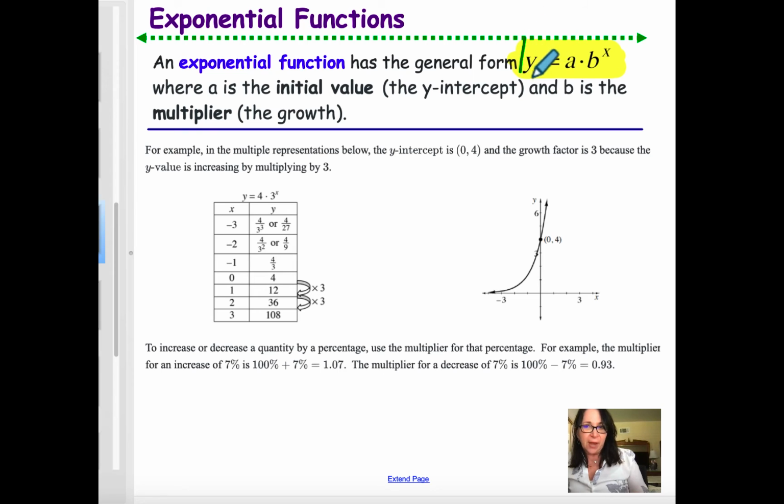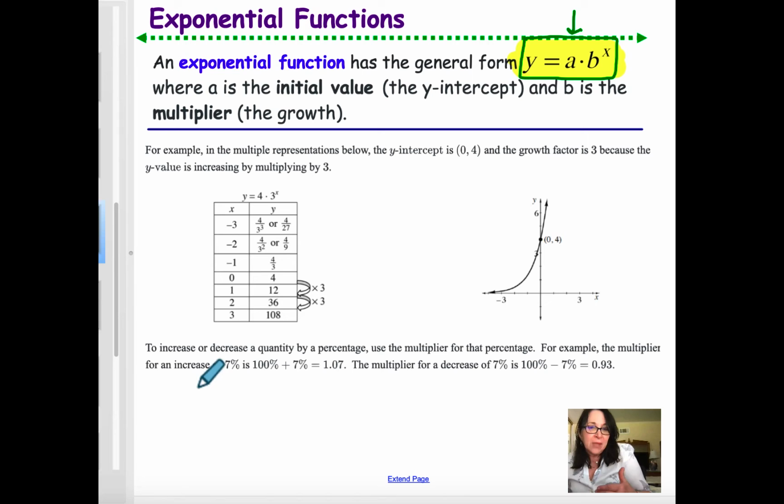This is my equation, which is a times b to the x power. The a is what we call the initial value. So if they say, hey, we started off with 400 rabbits, that's my initial value. That's a. The y-intercept is my a value, and the b is the multiplier, but then to the power of is my x. So to increase or decrease a quantity by a percentage, you use that multiplier. That's your b value. For example, the multiplier for this equation right here would be 1.07.